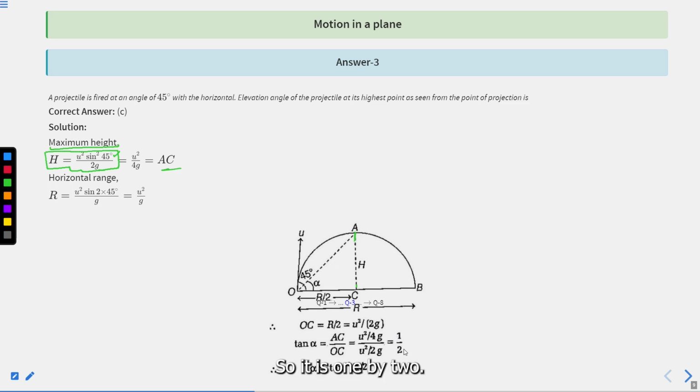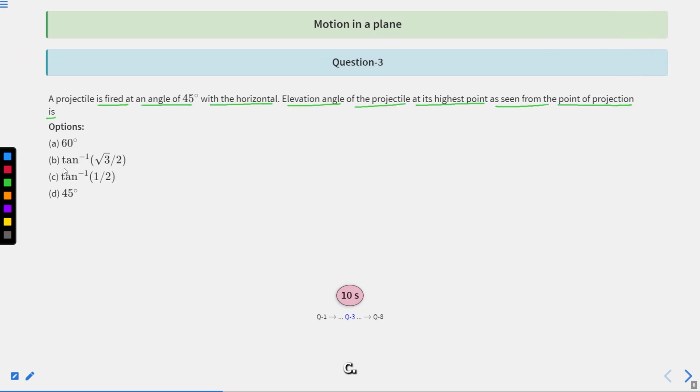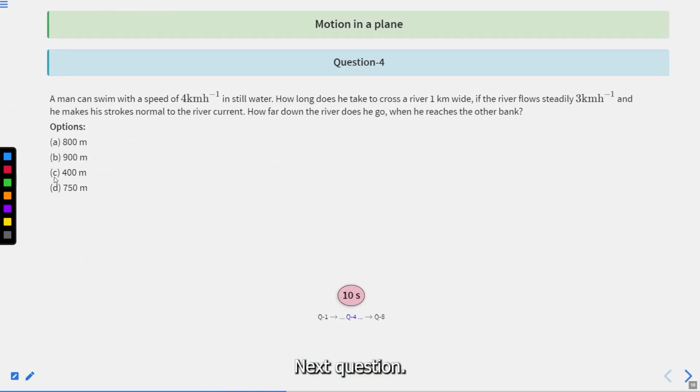So it is 1 by 2 tan alpha, alpha is tan inverse 1 by 2, which is equal to alpha. Clear? So the correct answer is C. Clear? Next question.